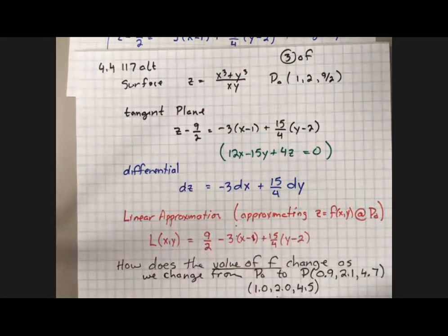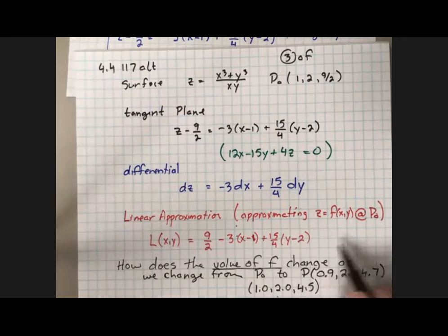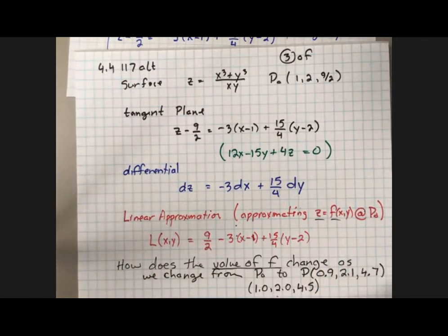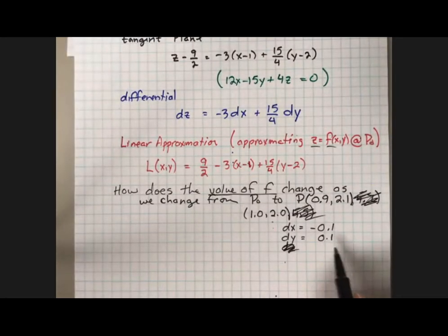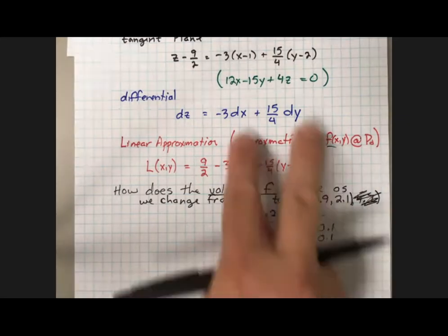Well, that's literally a question for the differential. How the value of F, remember, Z equals F of XY. So I've changed X by what? Subtracting 1/10. I've changed Y by what? Adding 1/10. Oh, sorry. We'll just go from that point to that point. We'll not bring in the Z right now because I've only got a function of two variables. I've just changed X and Y by minus 1/10 for the X, 1/10 for the Y. So how does that predict how Z changes?